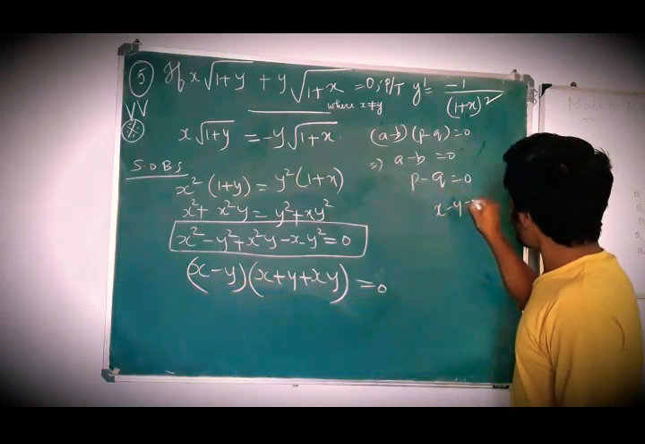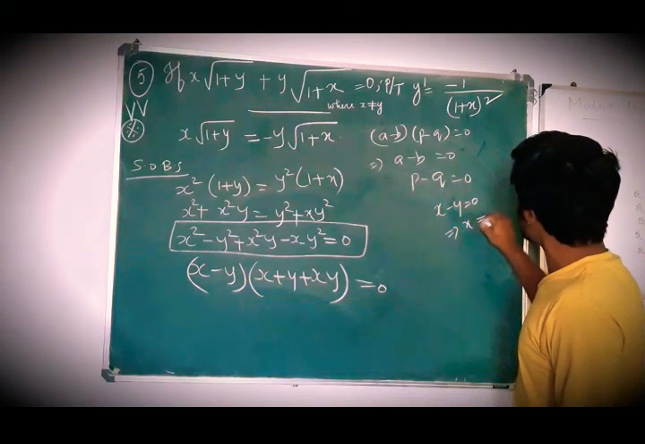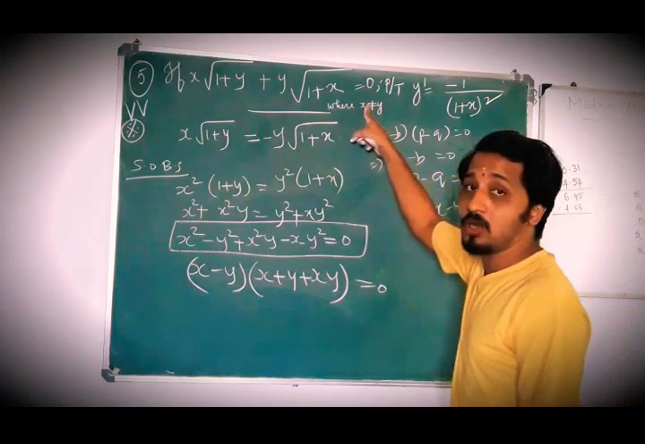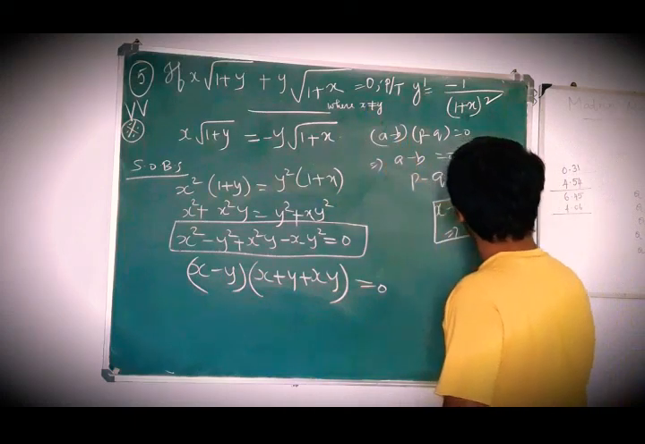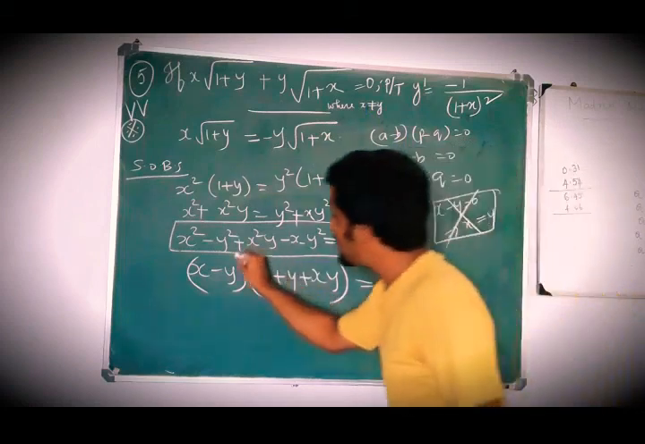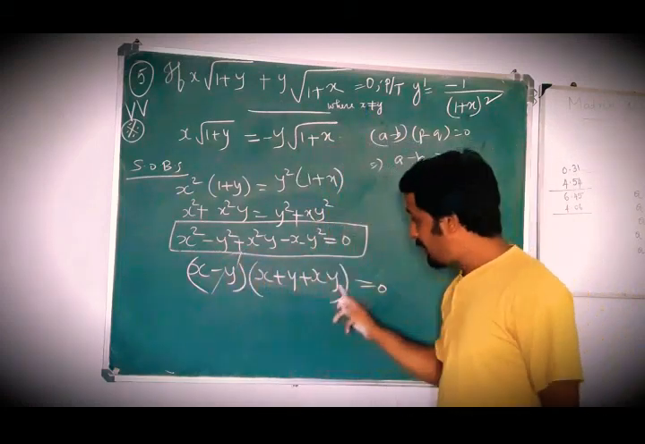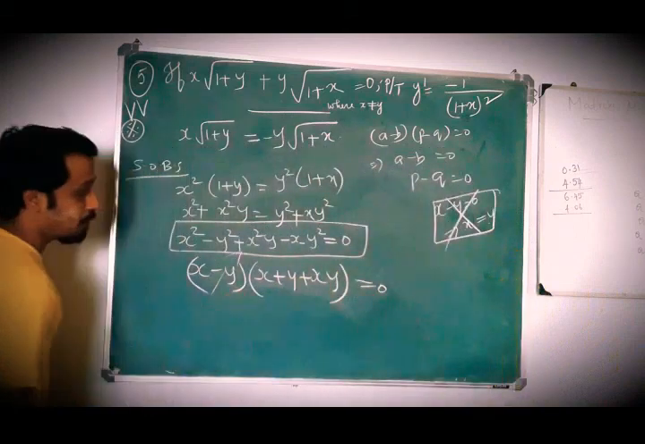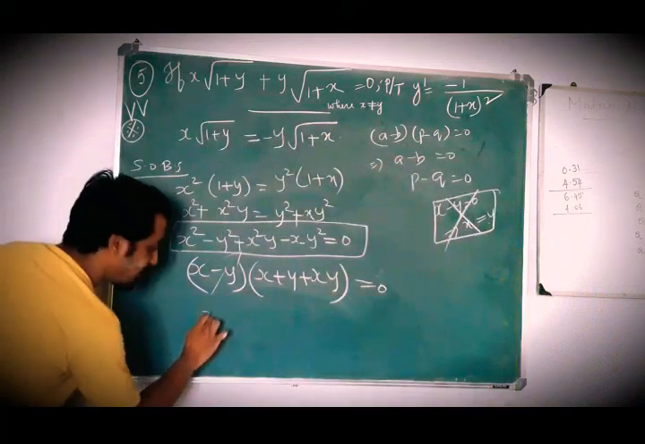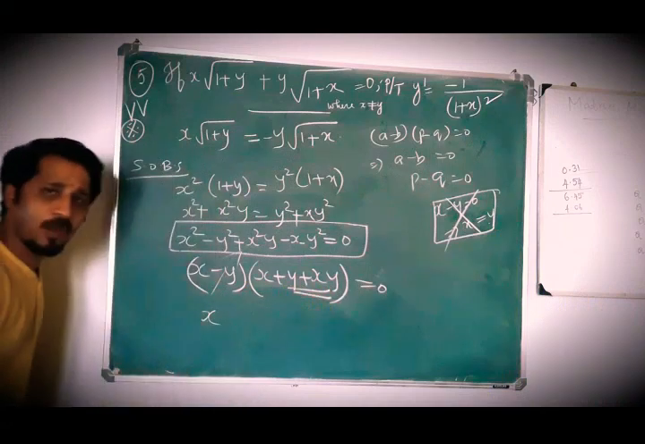Similarly, x minus y is equal to 0. This implies that x is equal to y. But the condition is x is not equal to y. So this condition I should not take. That means this should vanish. I should not bother about this x minus y. Remaining terms, x plus y plus xy. Yes or no?